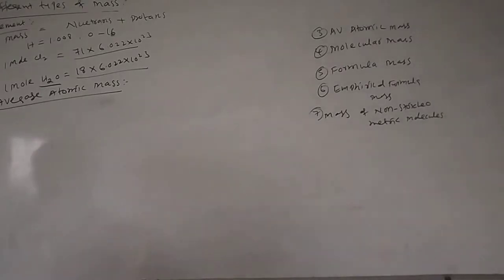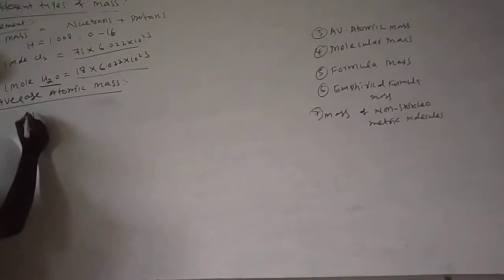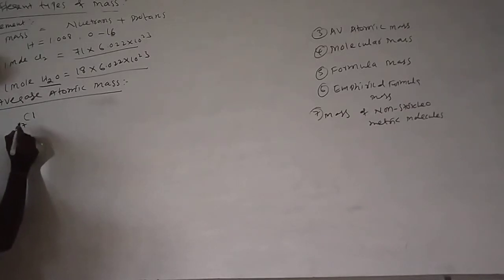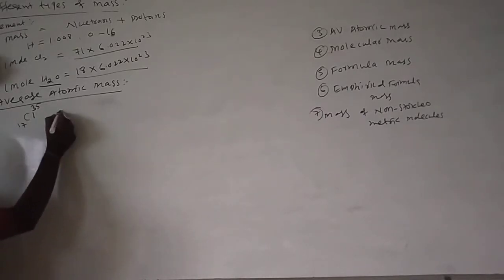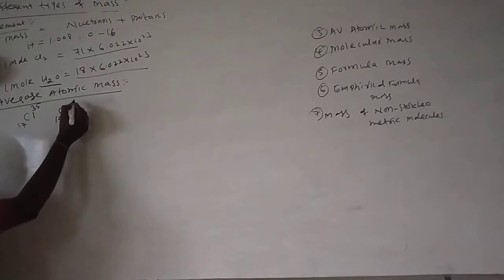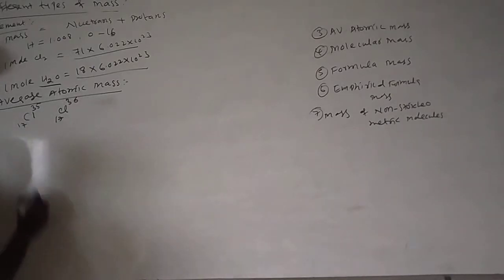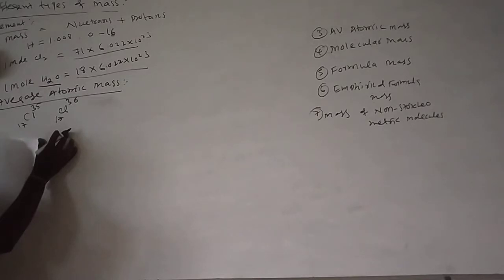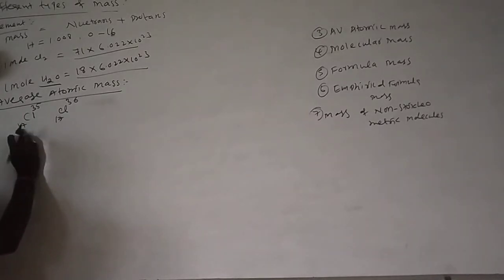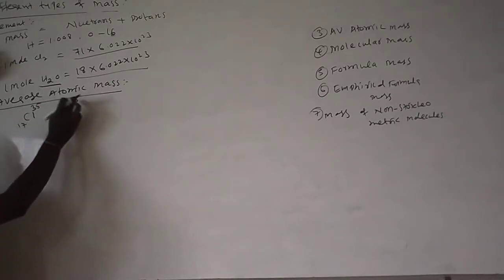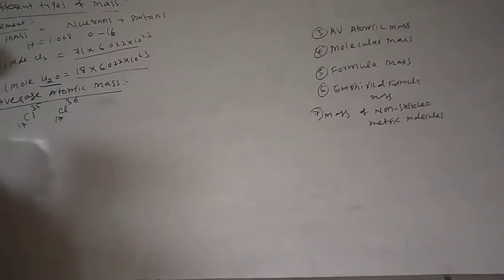Chlorine exists in 2 isotopes. The atomic number of chlorine is 17. The atomic mass of chlorine is 35 in one, and another isotope has 36. Both are isotopes. What is the definition of isotope? Atoms which have the same atomic number but differing atomic mass are called isotopes.